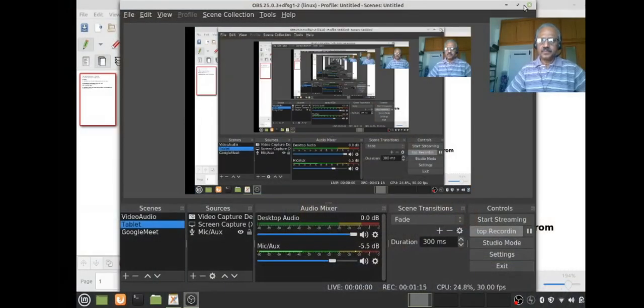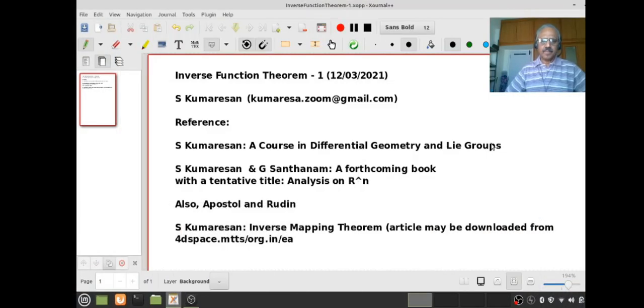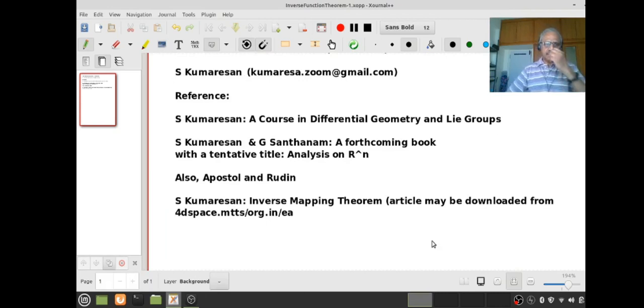Let us see. Okay, are you ready? Okay, let's go ahead. The references are given already. The proof which I follow will be essentially in my book on differential geometry and Lie groups, also a forthcoming book, and partly I will also be following Apostol to give some proofs. We will come to that, don't worry.